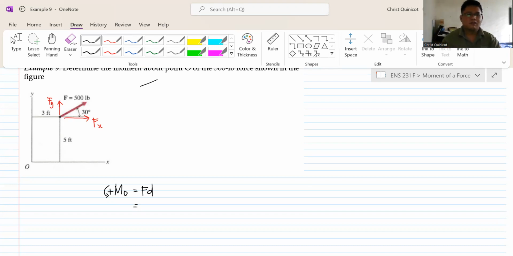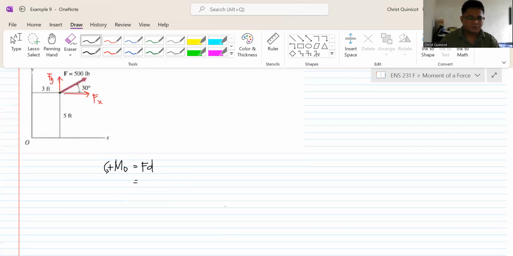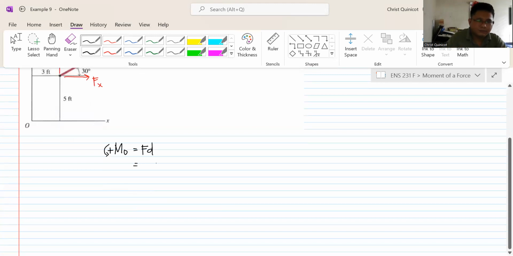And it causes a clockwise rotation, a clockwise moment, while our F sub y is going up, so it creates a counterclockwise rotation. So F sub y will be positive and F sub x will be negative. So this is F sub y times its perpendicular distance, which is 3 feet, minus F sub x times the perpendicular distance, which is 5 feet.